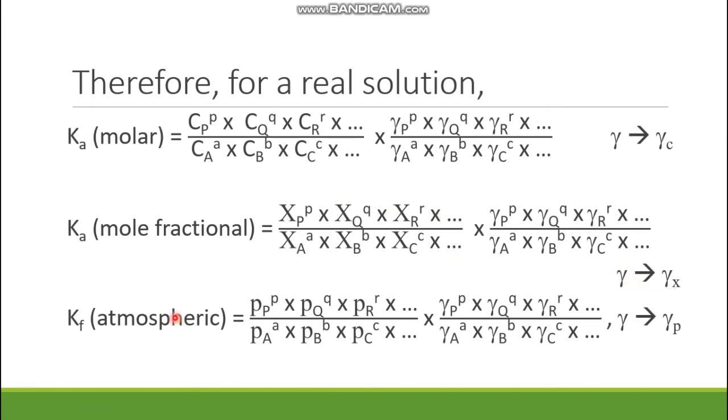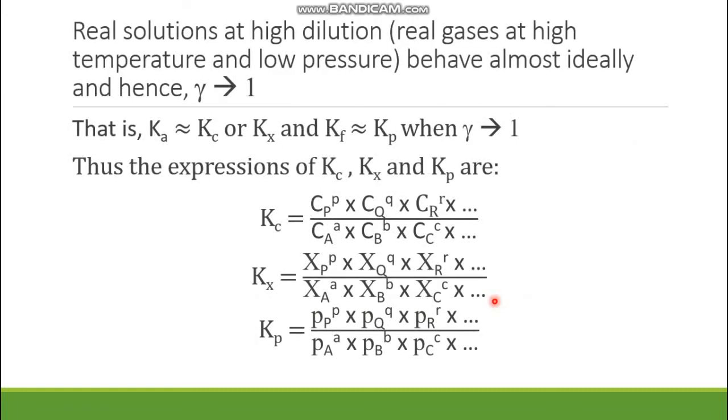Okay, and similarly the expression of Kf can be expanded like this. That means instead of fugacity of P to the power P, we are writing here partial pressure of P into activity coefficient of P whole to the power small p, and these two parts are separated, and this way we are getting here the P parts and here the gamma parts. That means here the partial pressure parts and here the activity coefficient in terms of pressure parts. Okay, so we have to get 3 more expressions, isn't it?